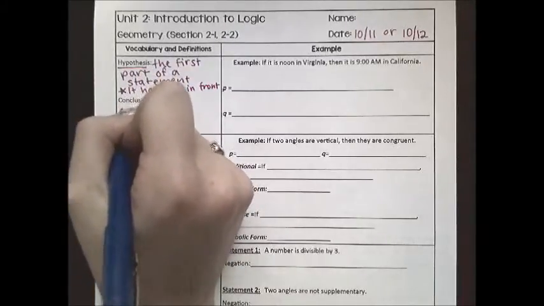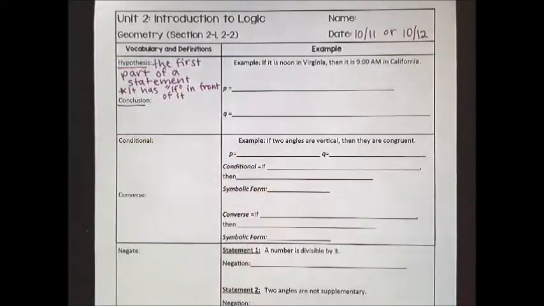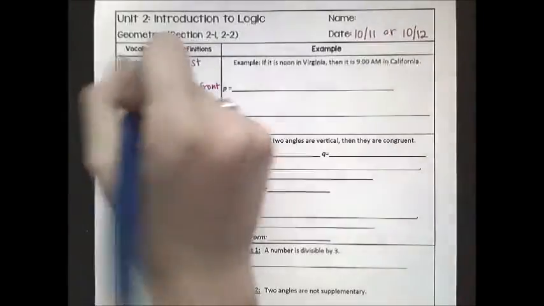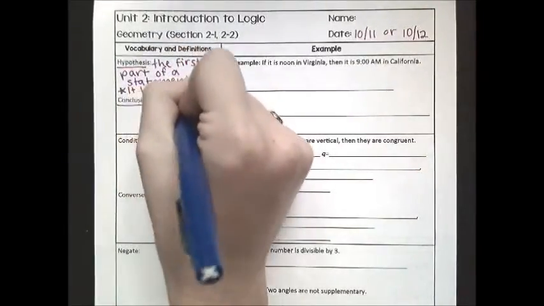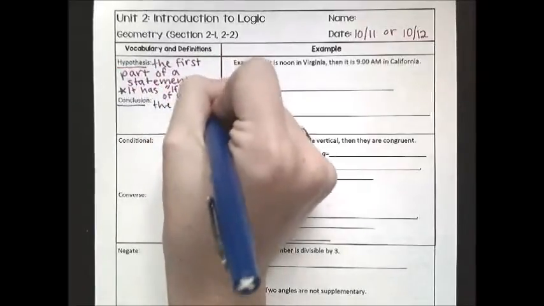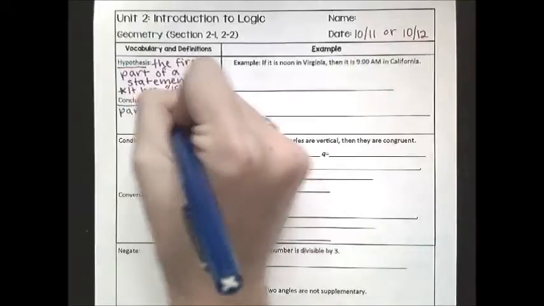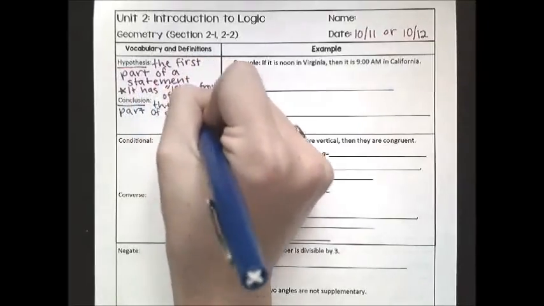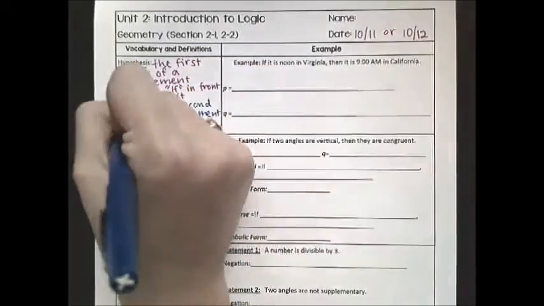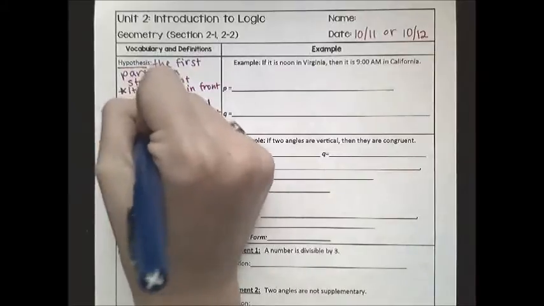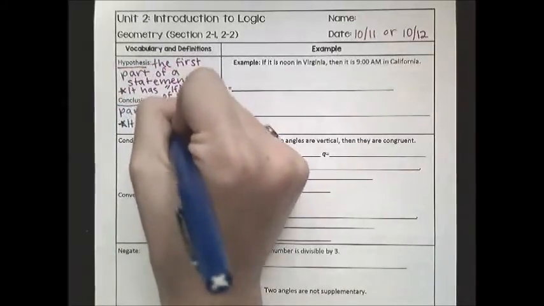So after our hypothesis has to come the conclusion. What's going to happen next? So the conclusion is the second part of a statement. And the conclusion has the word then in front of it.